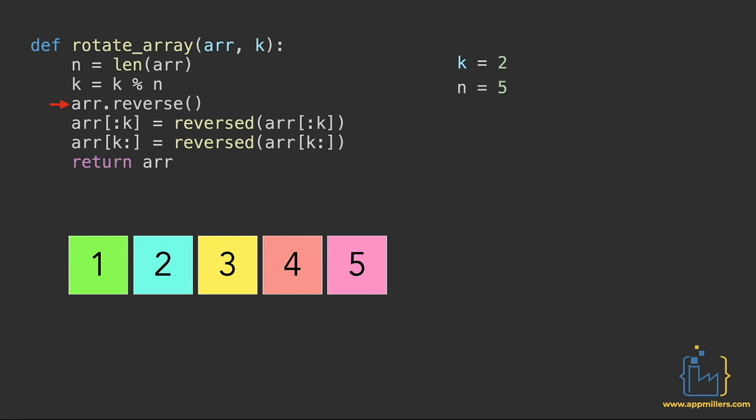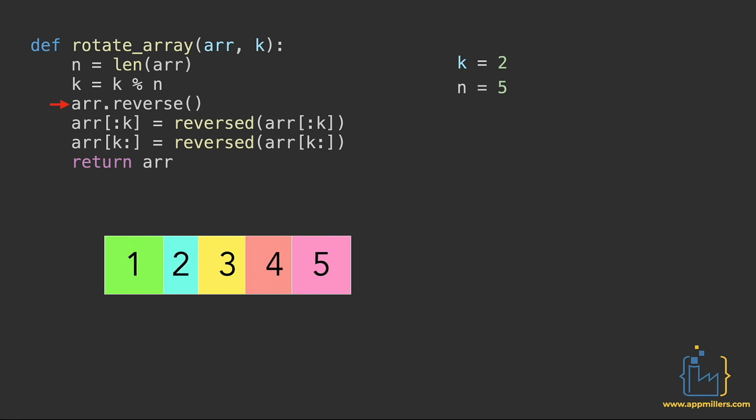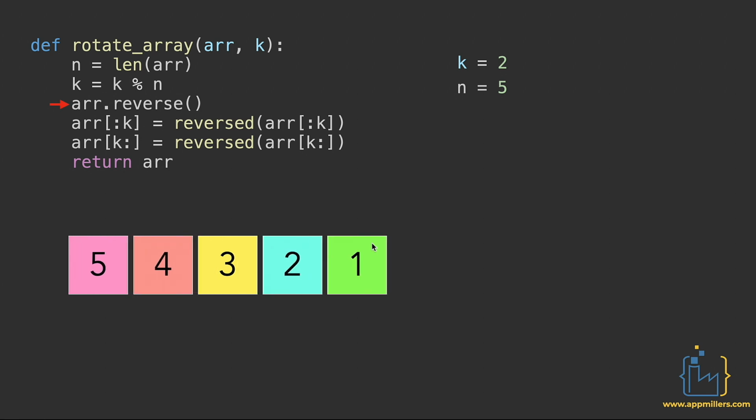In this line, we are reversing the array. If we reverse the array, it's going to become like this. Before, 1 was the first element, now it is the last element, and 5 was the last element, now it is the first element. Then we are going to take the part of the array starting from the 0th index until the k index. Now k is 2, so this means that index 2 is excluded. It's going to take only the elements located at index 0 and 1. After taking this, we are going to reverse those elements. If we reverse them, it's going to become like this, so we change their places.